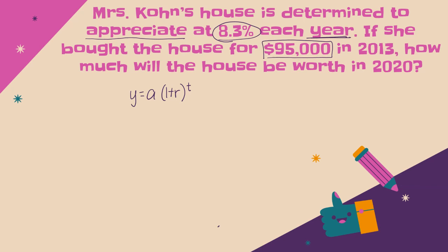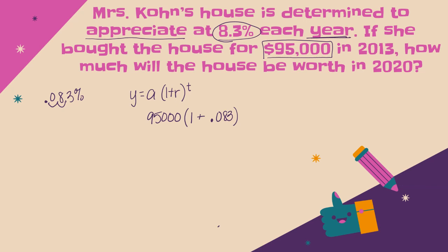Let's start filling some things in. So we know that the 95,000 is how much the house started out at. So we're going to put that in for our starting or our initial amount, letter A. 1 is always just 1. We know the rate of appreciation is 8.3%. Remember, we moved the decimal point 2 places to get the decimal. So it's 0.083.